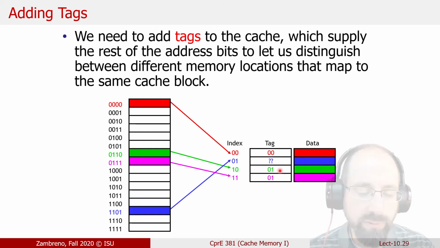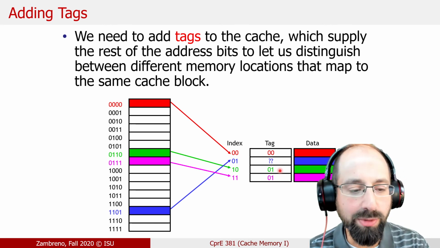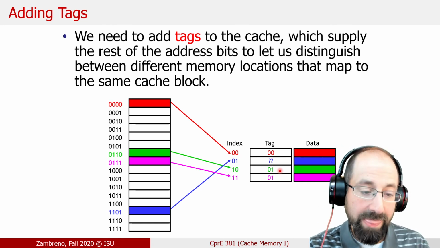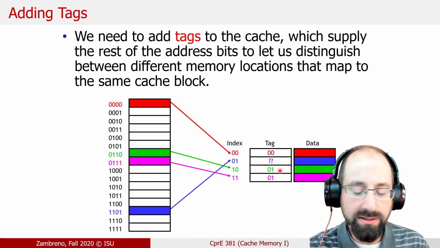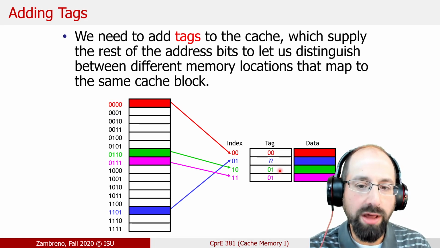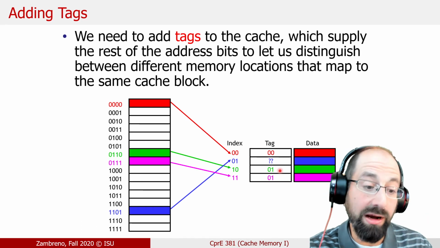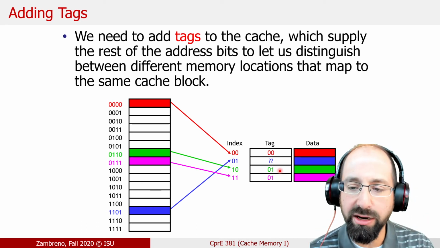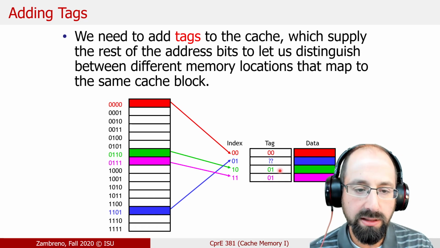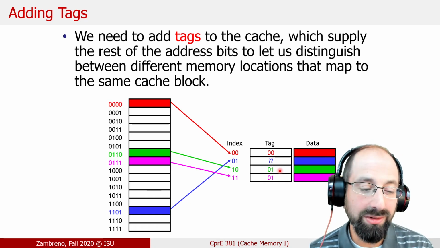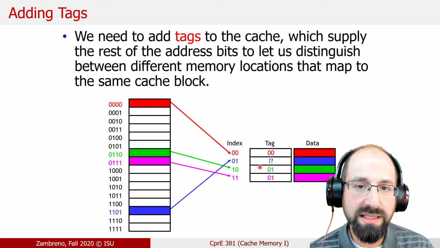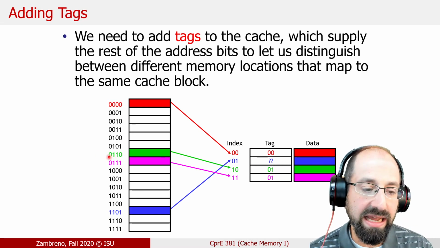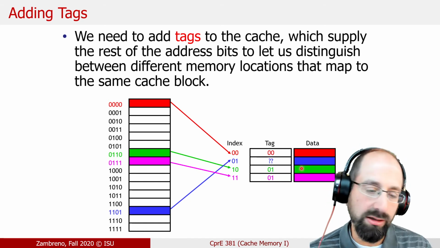A question I often receive, and I haven't gotten it yet, we'll give it time, is why don't we just store the whole address in the cache as well? That would be one way to fully disambiguate whether or not we have the right value here. And we could. There's nothing wrong with storing the entire value in the cache for that purpose. But we just don't need to. Taking the 2 bits used for the index combined with the remainder of the bits used for the tag uniquely identifies each location in the cache.